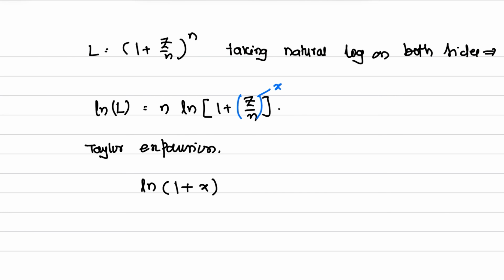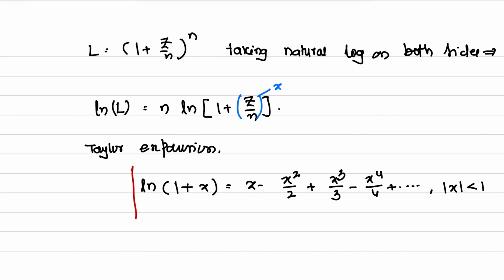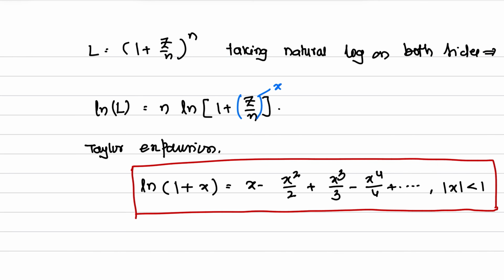ln(1 plus x) is equal to x minus x square by 2 plus x cube by 3 minus x to the power of 4 by 4 plus and so on, for absolute x less than 1. This is the definition of ln(1 plus x). Please remember this. This is the Taylor expansion. For the Taylor expansion, please refer to my earlier lectures.